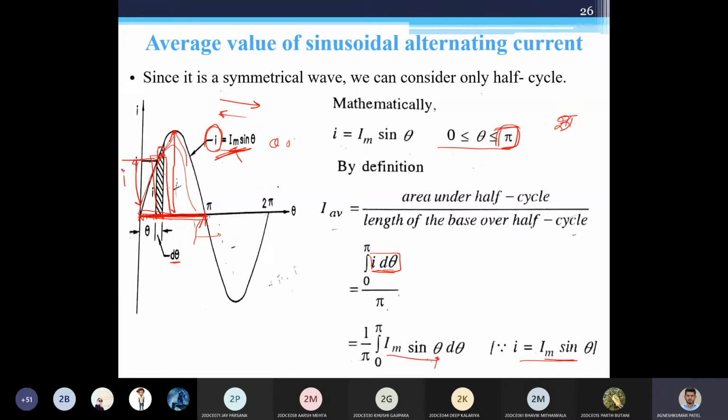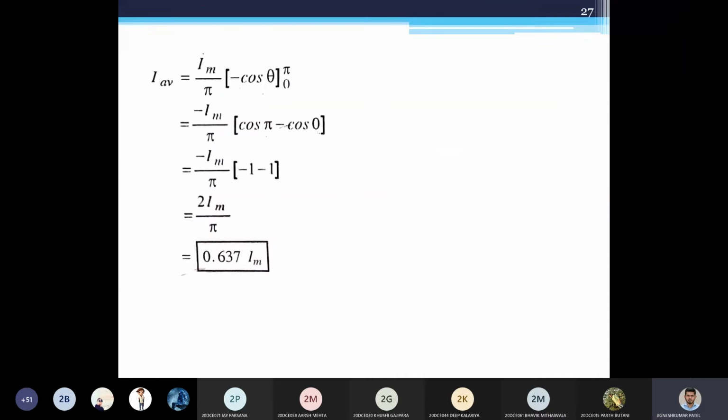Now I am going to integrate this. We know that the integration of sine is minus cos. So Im by pi into minus cos theta over 0 to pi.